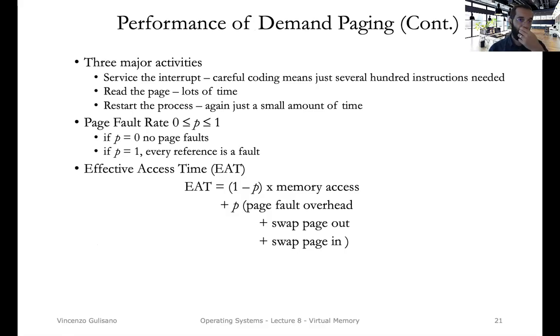Then you can compute the effective access time as (1 minus P) times memory access plus P, the portion of requests that are actually generating a page fault, times the page fault overhead: swapping of the page out if you actually need to free a frame, and swapping of the page in when you load the page that is missing.